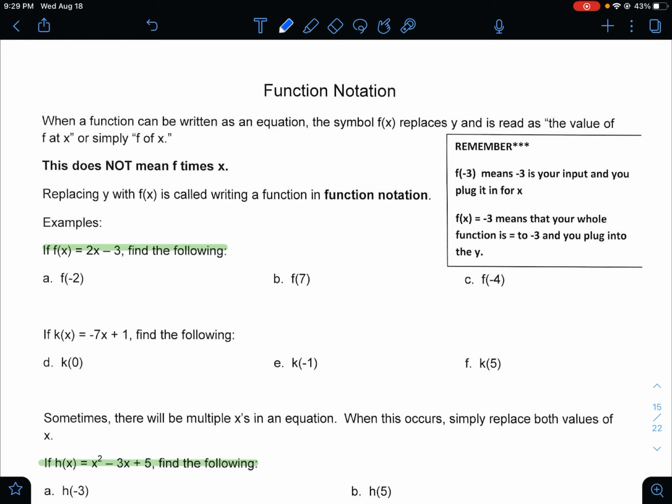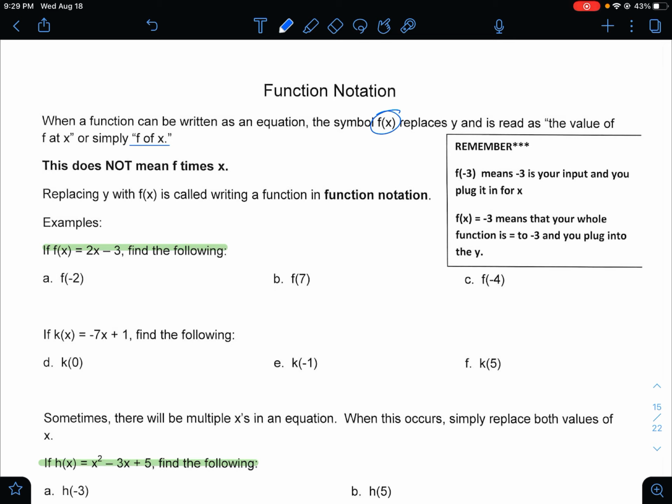All right, so today we are going to go over function notation. This should be something that you've hopefully seen a little bit before. When a function can be written as an equation, the symbol f of x replaces y, and it is read as the value of f at x, or simply f of x. This is definitely what you're more familiar with, right? So you would read this as f of x.